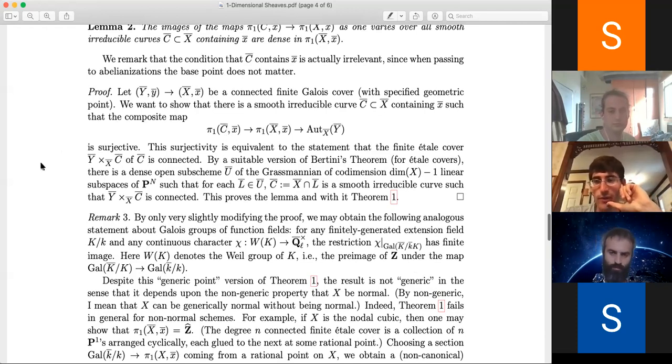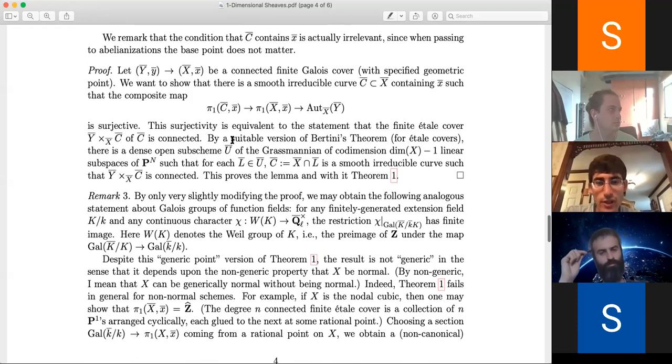That's exactly the statement of, well, okay, it's not exactly. I guess what I would exactly want is that for any element in this automorphism group, there's a C. But at any rate, there's a C such that this composite is surjective. That certainly suffices. Okay, and so surjectivity is just equivalent to the statement that the finite étale cover of C bar obtained via pullback, so you take y bar, pull it back to C bar, is connected.